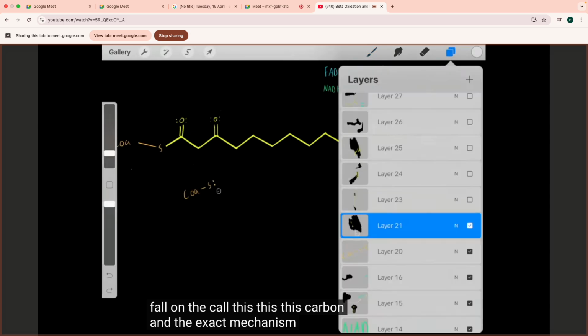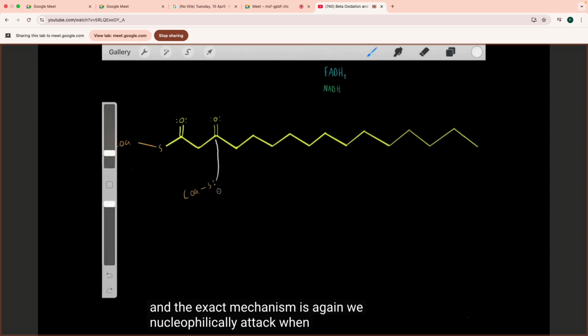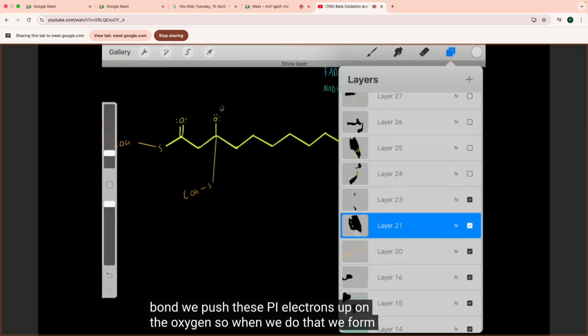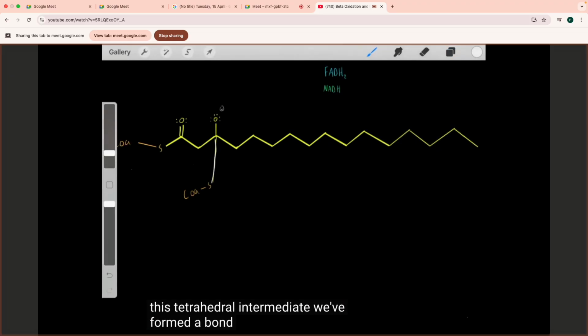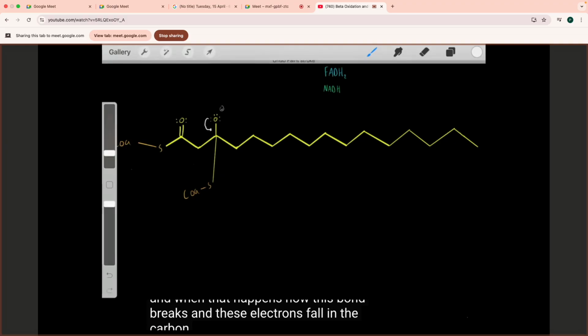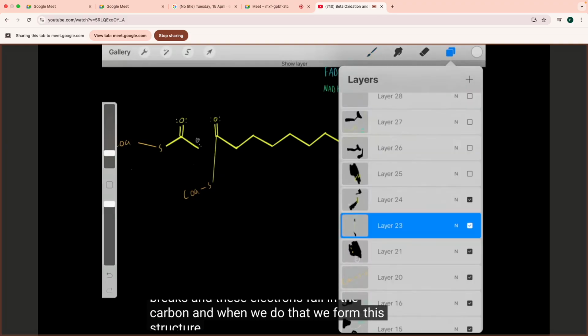And the exact mechanism is, again, we nucleophilically attack. When we attack, we form a bond, and once we form that bond, we push these pi electrons up on the oxygen. So when we do that, we form this tetrahedral intermediate. We formed a bond and pushed those electrons up. Now what happens is the electrons scooch back down, forming a double bond, and when that happens, now this bond breaks and these electrons fall in the carbon. And when we do that, we form this structure.